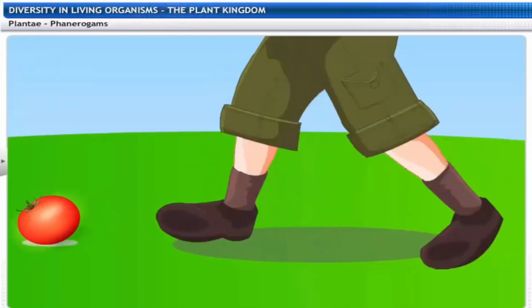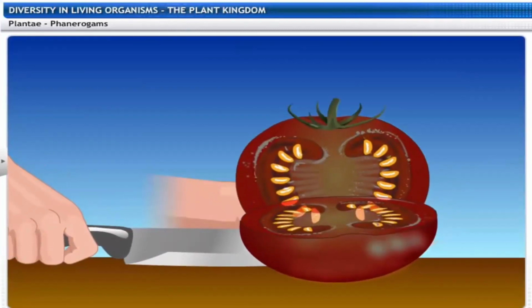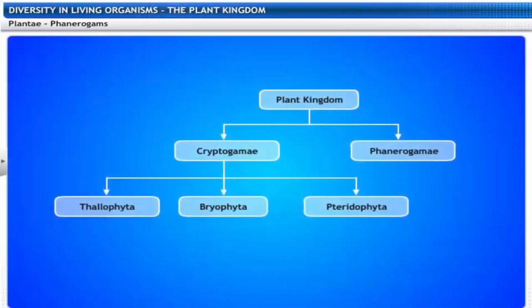What's that? A ripe tomato? Tomatoes have a lot of seeds inside them. Seeds are the result of the reproductive process. This makes the tomato a phanerogam.